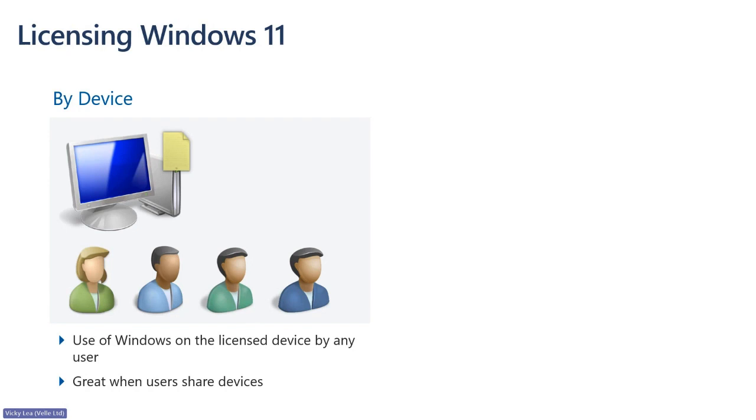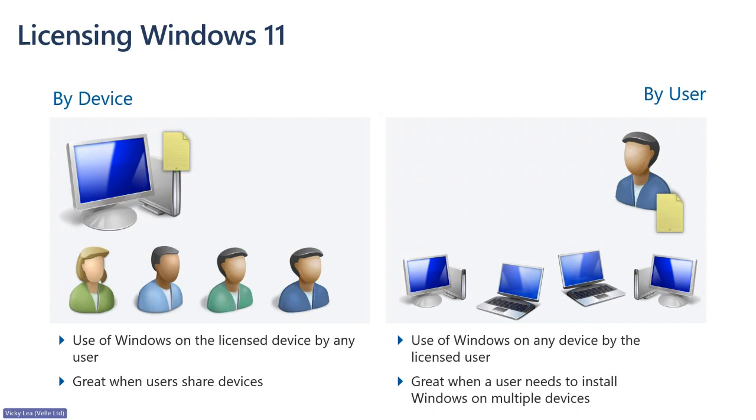But we know that if we've got users working with multiple devices, as we may well be doing, it can be better to license on a user basis. So you license the user for Windows 11, they can then work with Windows 11 on all of the devices that they need to work with. And when you license Windows 11 on a user basis, it comes in 2 flavors. It comes in an E3 and an E5 flavor.